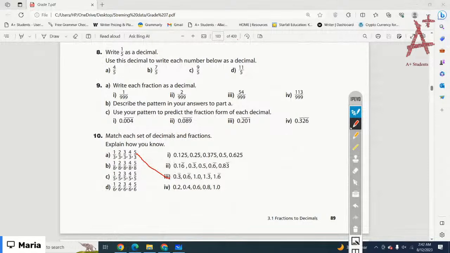Okay. Then 1 over 8. 1 over 8 is, let's just use the calculator. 1 over 8 is 0.125, right? So that means the correct one is this one. Then the third one is 1 over 5, that would be 0.2. So this is the correct one. Then 1 over 6, that would be 0.16 recurring, right? So these are the correct options.